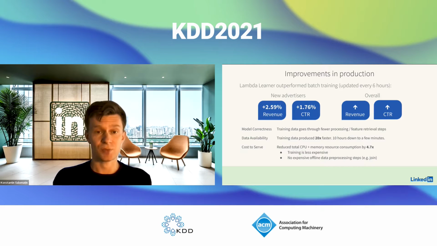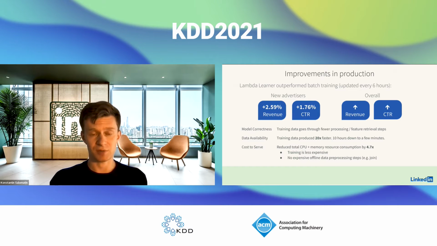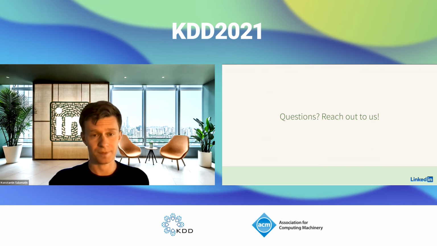There are also infrastructure wins. First of all, we think that the new data collection process is more reliable because it uses fewer processing steps and reduces the likelihood of engineering mistakes. Second of all, the data collection process is more efficient, and the data becomes available much faster, even for the offline batch models. So not just the nearline models benefit from the new process. Finally, the cost to serve is also improved dramatically because the training itself is less expensive and because we can skip some expensive offline transformation steps such as joins.